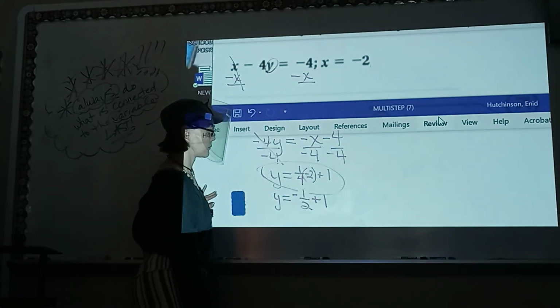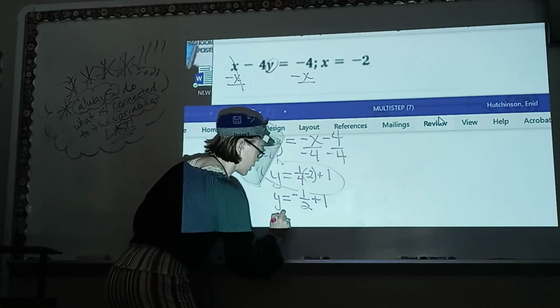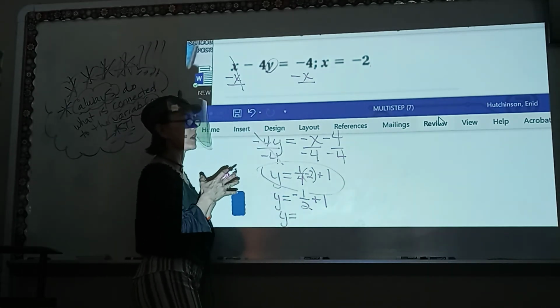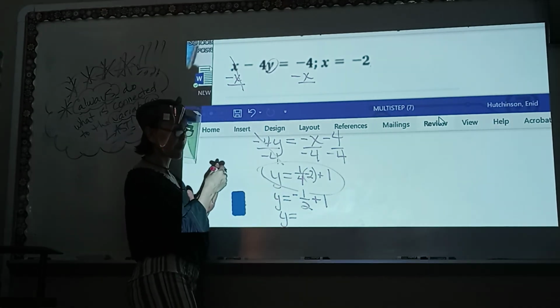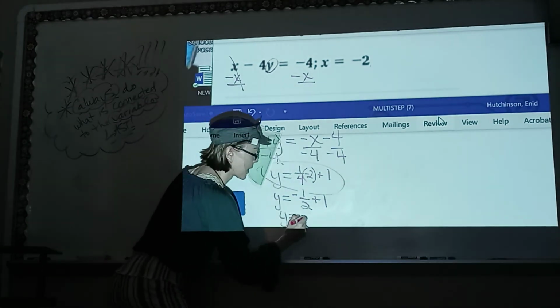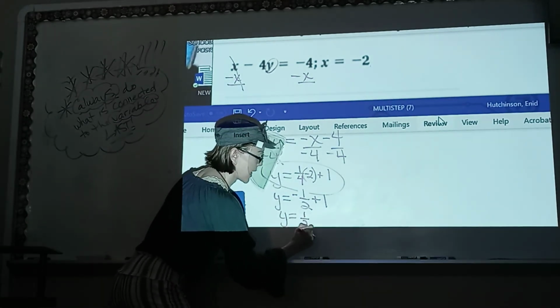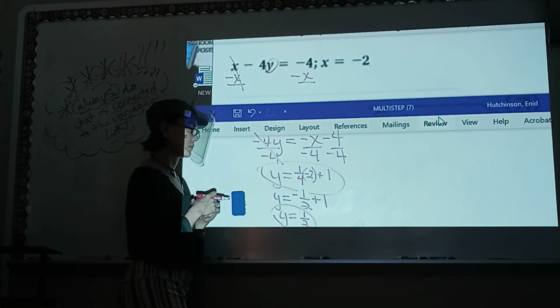So think about it on the number line. You have a negative half plus 1. What is that going to give you? A positive 1/2, or a positive 0.5. There you go. Thank you.